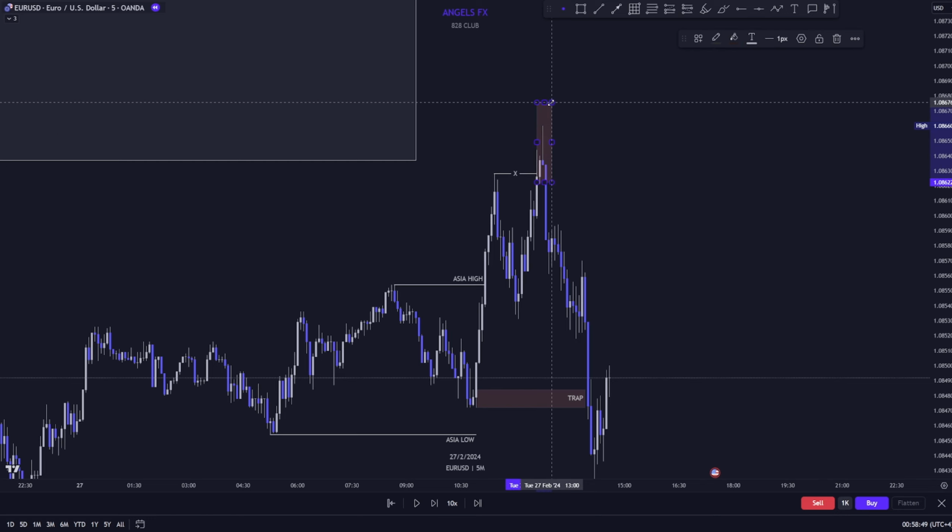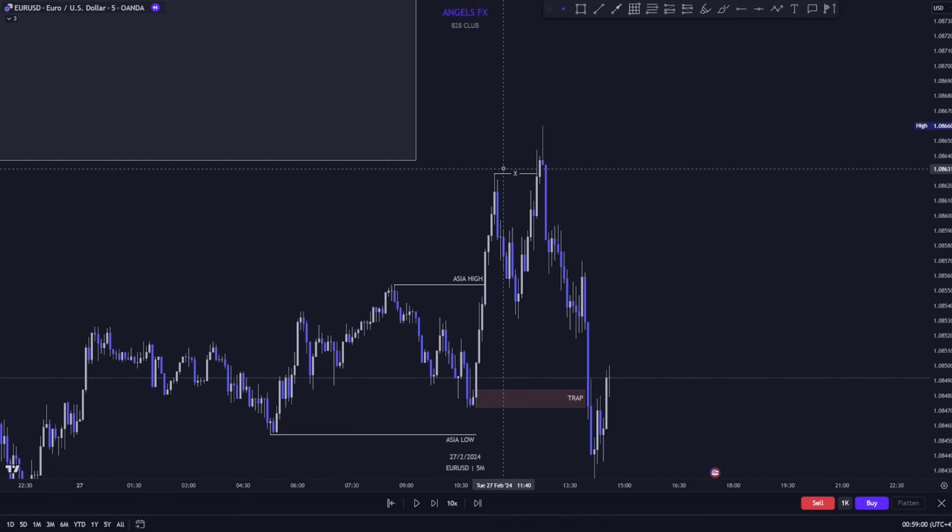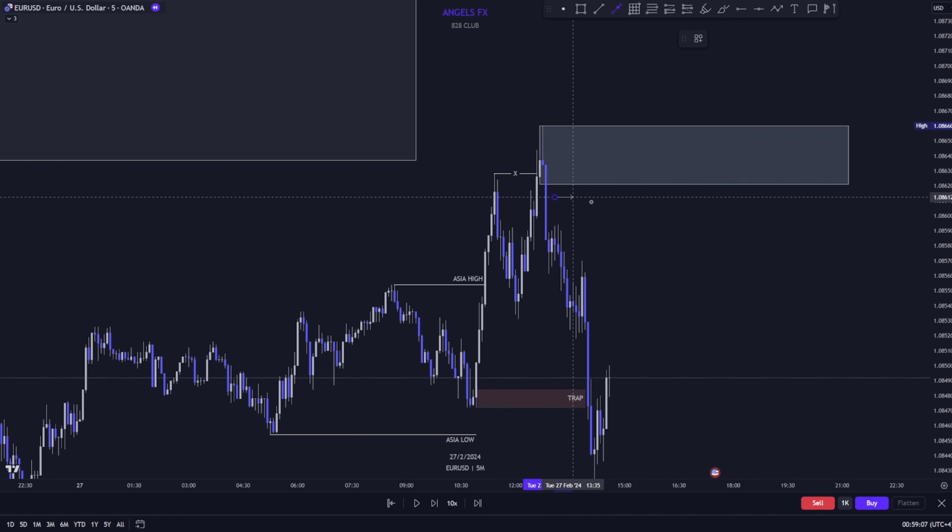We don't have body closure. We have just wicks, wick candles. We don't have body candles. We don't have body closures, and it means that price just wicks out the traders, early sellers, and price left this beautiful supply zone with an imbalance.